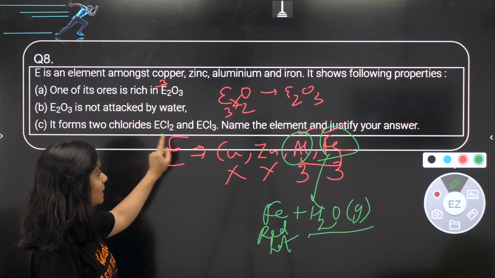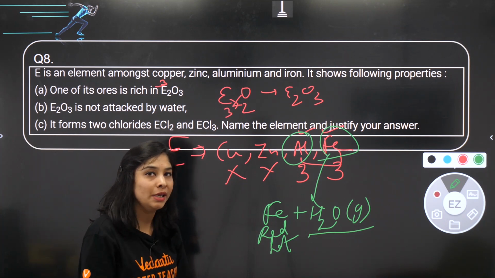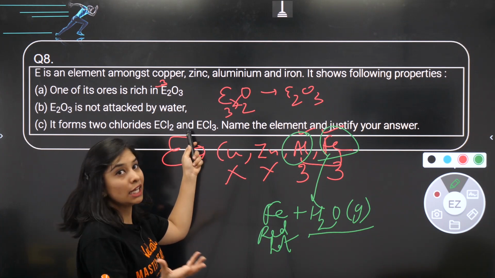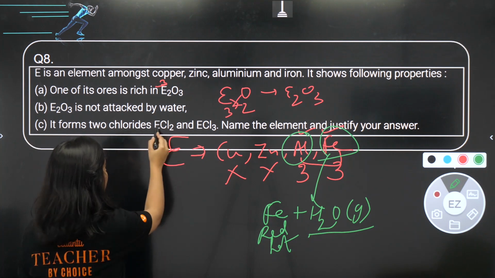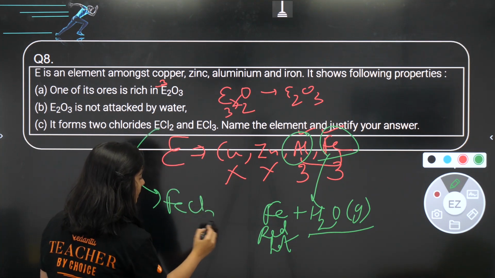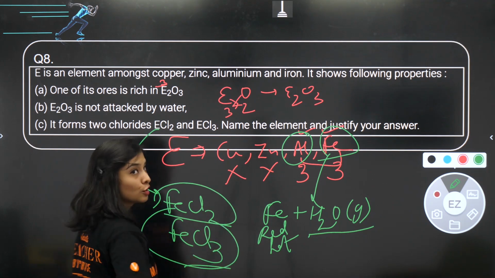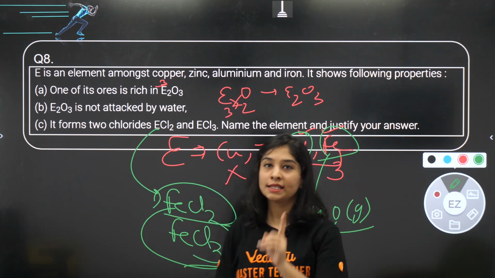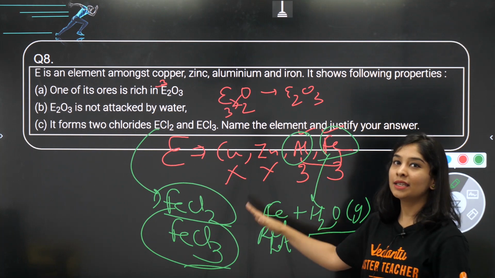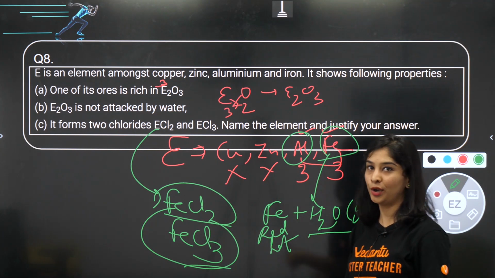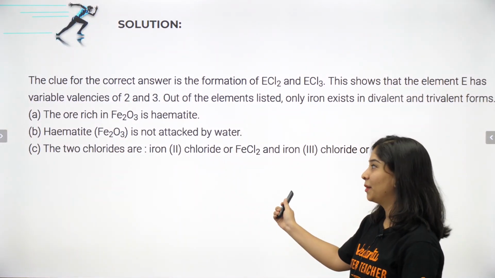Two chlorides, ECl2 and ECl3. Name the element. Now you know that aluminium can't form AlCl2, because the valency of aluminium is 3, it can't be 2. So that is definitely iron, because iron can exist in these two forms, FeCl2 and FeCl3. Okay? Because of its variable valency, +2 valency as well as +3 valency. I hope the funda is clear. I hope you are able to understand. This type of question is also important for the exam point of view. So just see it properly and prepare properly.